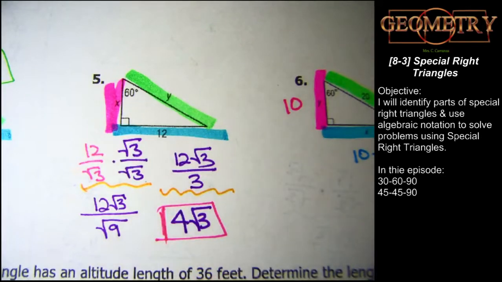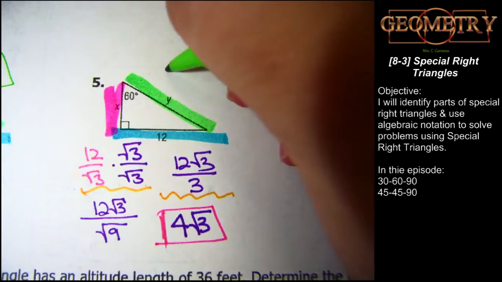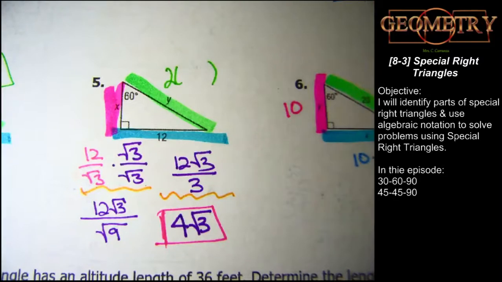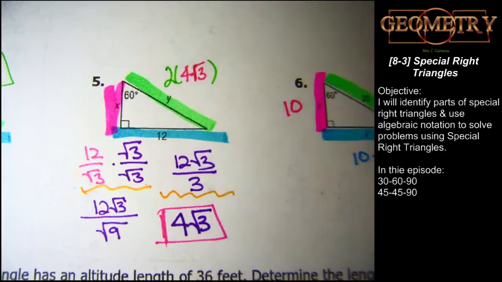Deceptive, yes? But simple. All right, in order to get the hypotenuse, what should I do? Multiply what by 2? 4 square roots of 3, the small side. I heard someone give the value and I heard someone give the identifier. You're both correct. All right, so what's 2 times 4 square roots of 3? 8 square roots of 3.